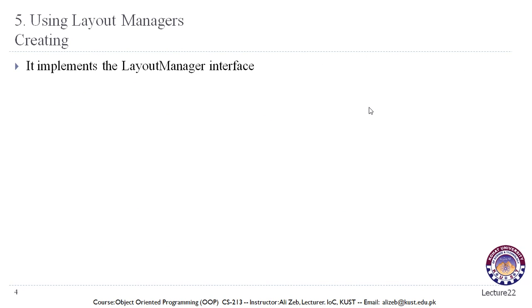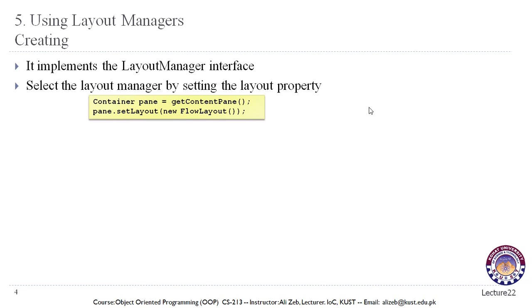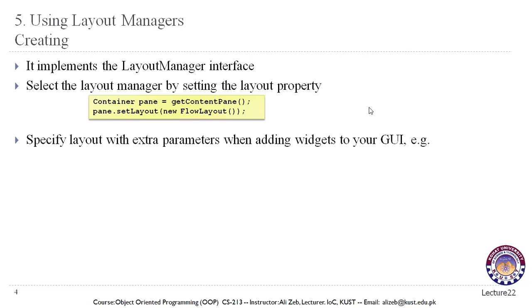How can we create the layout manager? We implement the layout manager interface and select the layout manager by setting the layout property. For example, we have a container, maybe a pane, and we want to set the layout of this container to flow layout. We will see what different kinds of layouts we have, and examples of those layouts. But this example shows us how we can set the layout of a certain pane or container.